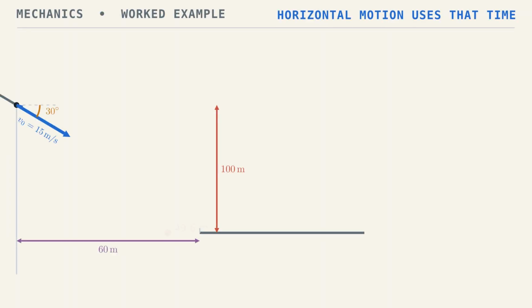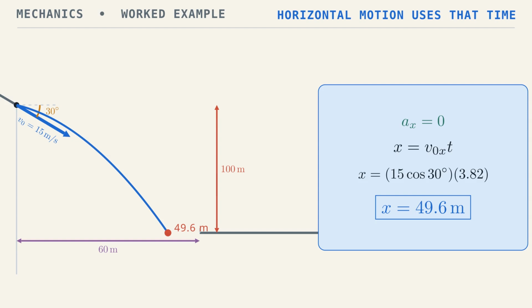The same time now goes into the horizontal motion. With zero horizontal acceleration, x equals v0x times t. Substituting 15 cosine 30 degrees and 3.82 seconds gives 49.6 meters. Horizontal and vertical motion use the same clock. We solved the vertical equation first only because it contained enough known information.